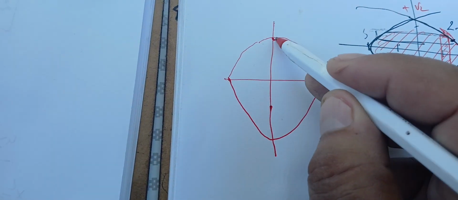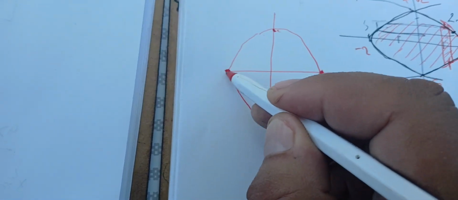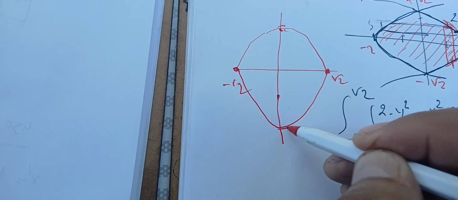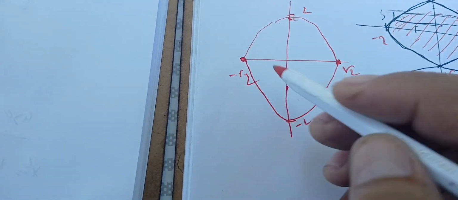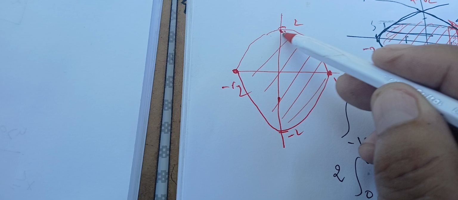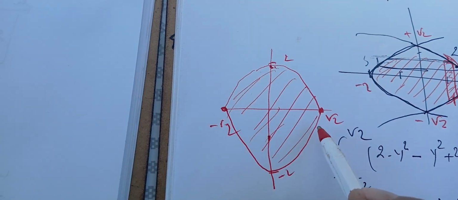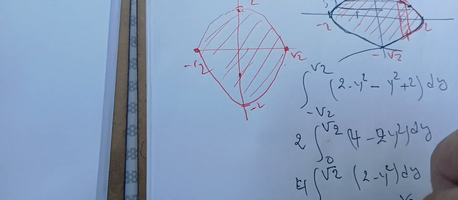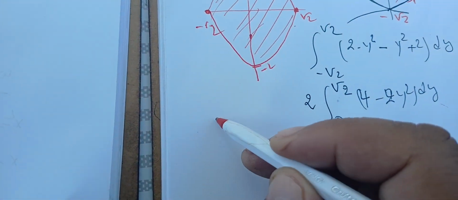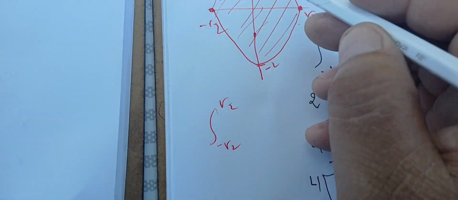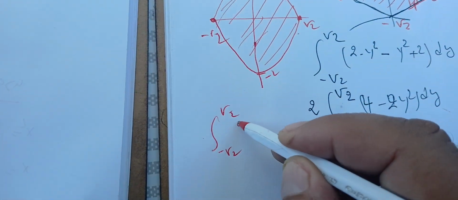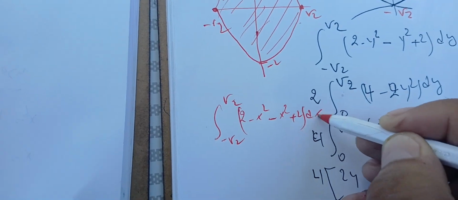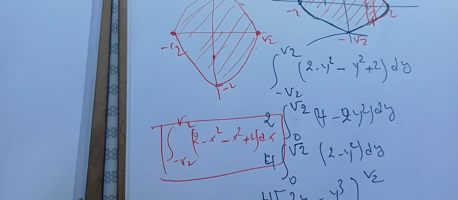Now, to integrate, what do I have here? Minus square root of 2 and square root of 2, and this is 2, this is minus 2. When I do that, I get the same area. And what's my integral in this case? It's between minus square root of 2 and square root of 2. Which function is on top? It's 2 minus x squared minus x squared plus 2, dx. And I get the same area.